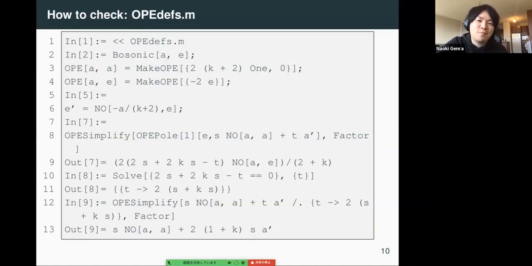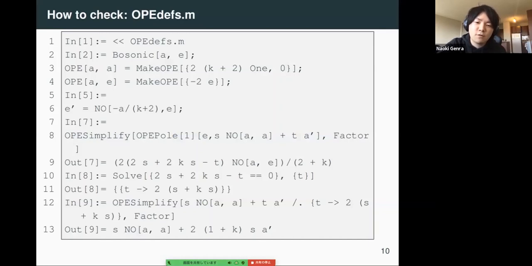And also we define E prime, which is the derivation. E prime is just the normally ordered product of minus A over k plus 2 and E. And now, in the 7th and 8th lines, I compute the residue, the OPE coefficient of 1 over z minus w. OPEPole 1 means the coefficient of 1 over z minus w. The OPE of E and the linear term, s A squared plus t derivative of A, gives only one term, but the coefficient is 2s plus 2ks minus t.